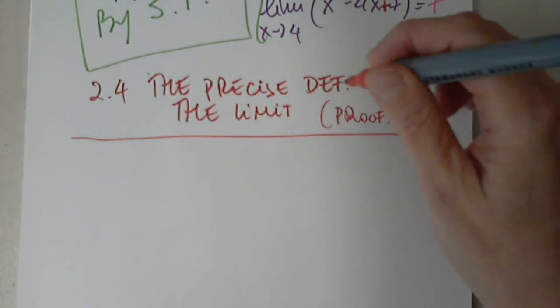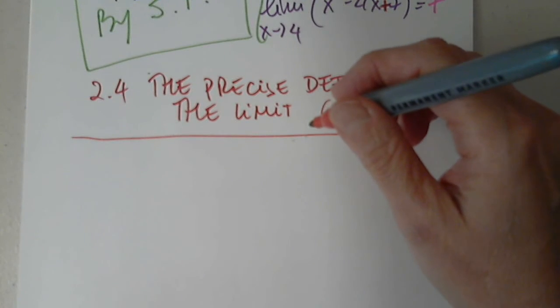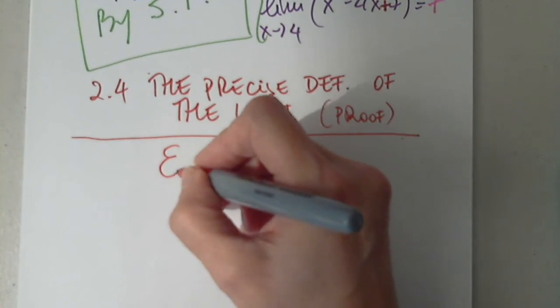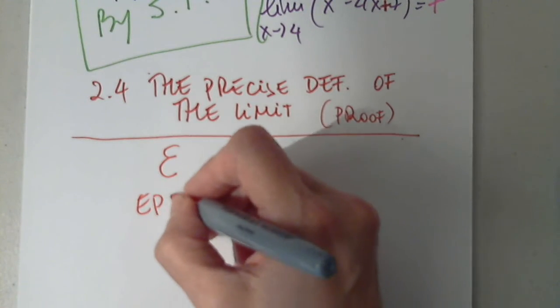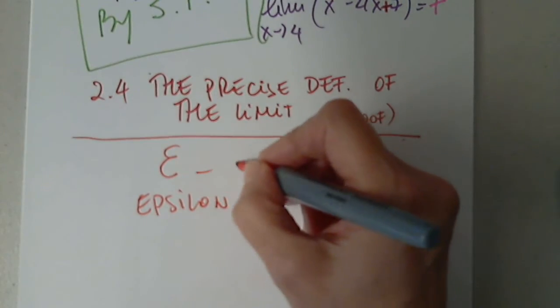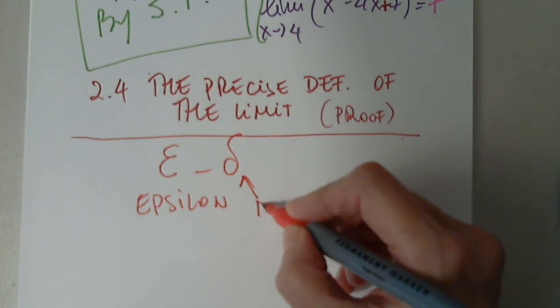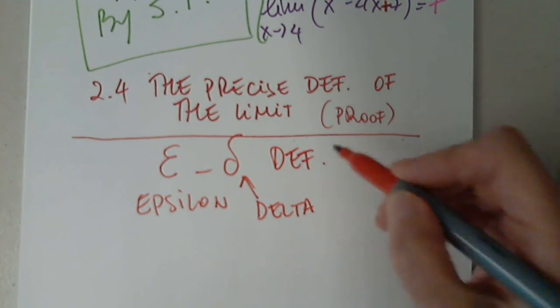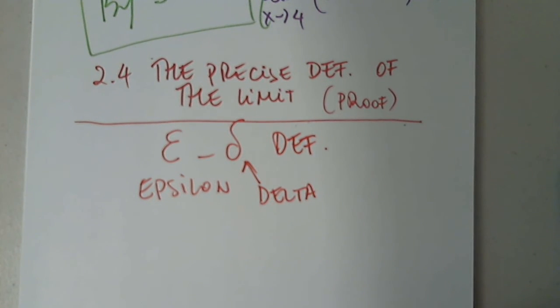So when we talk about the precise definition of the limit, in short, we like to say the epsilon delta definition. And when we say that, we know what we mean. We mean the precise definition of the limit, the epsilon delta definition.